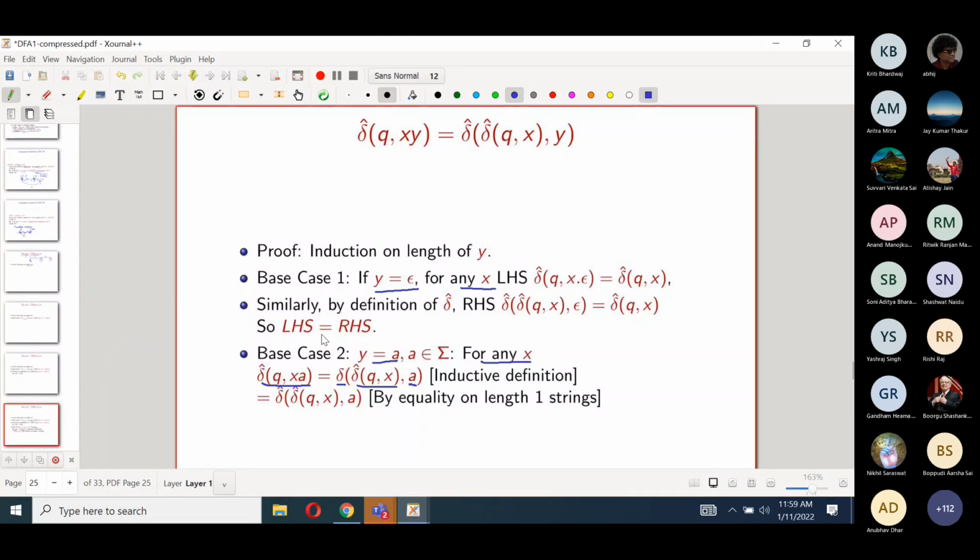Okay, so delta of delta hat qx a by inductive definition, and then since we proved that on length 1 strings delta hat and delta agree, notice that this is a length 1 string, so this can be rewritten as delta hat of delta hat qx comma a, which is exactly the right hand side of the expression when y is a singleton, y is a symbol from sigma.